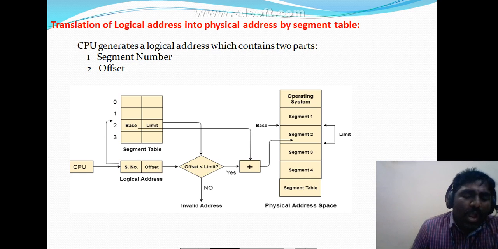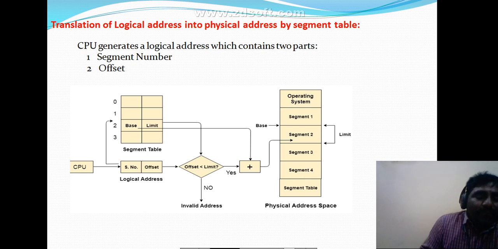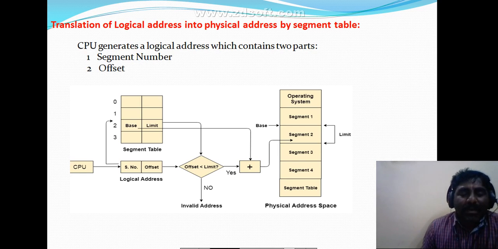So it is better to have segmentation, which divides the process into segments. Each segment contains the same type of function, such as the main function in one segment and the library functions in another segment.